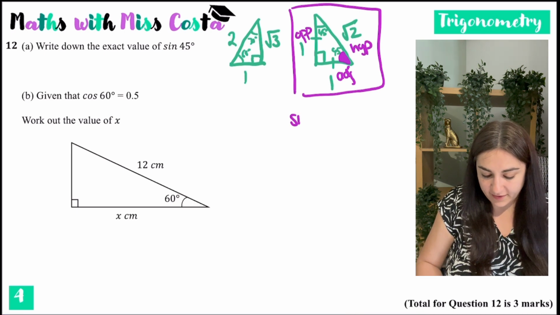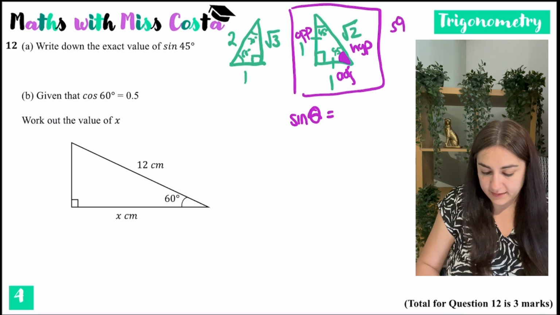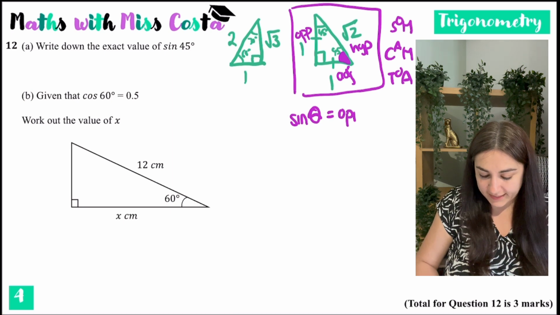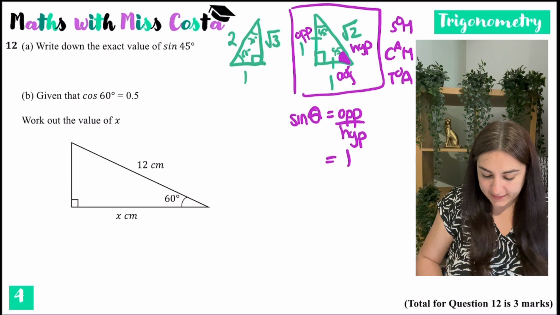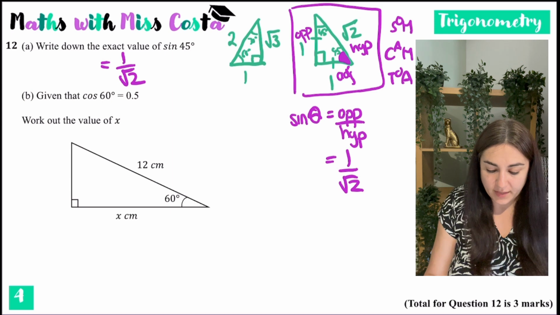How do I find sine? Well, if I write out SOHCAHTOA, always do that just to remind you, sine theta is the opposite over the hypotenuse. So in this case, the opposite is 1 and the hypotenuse is root 2. So the exact value is 1 over root 2.